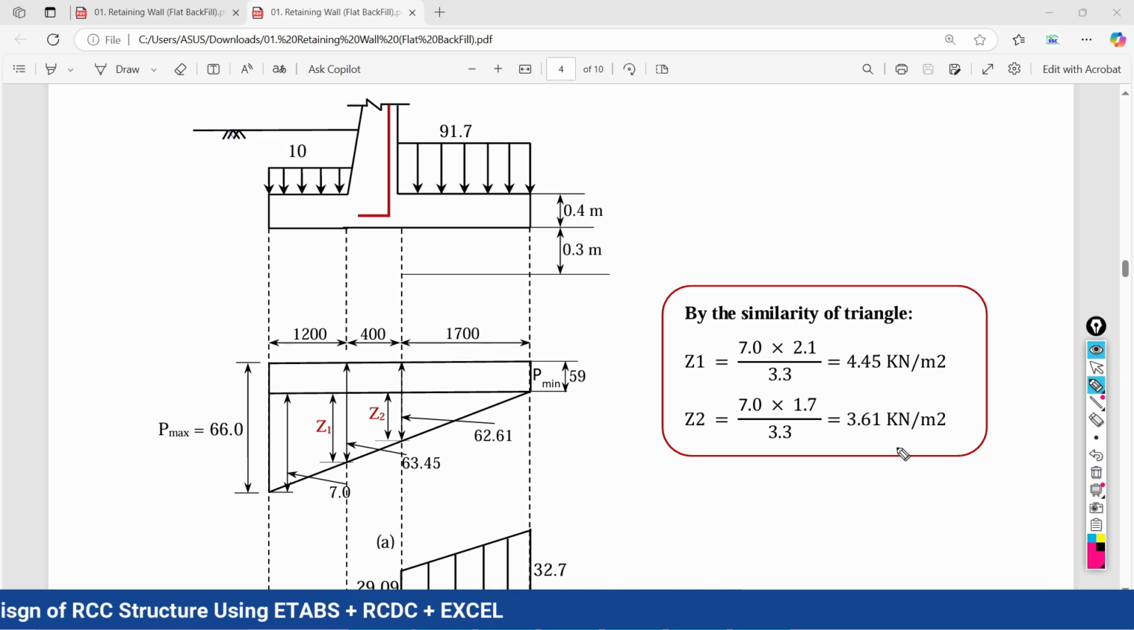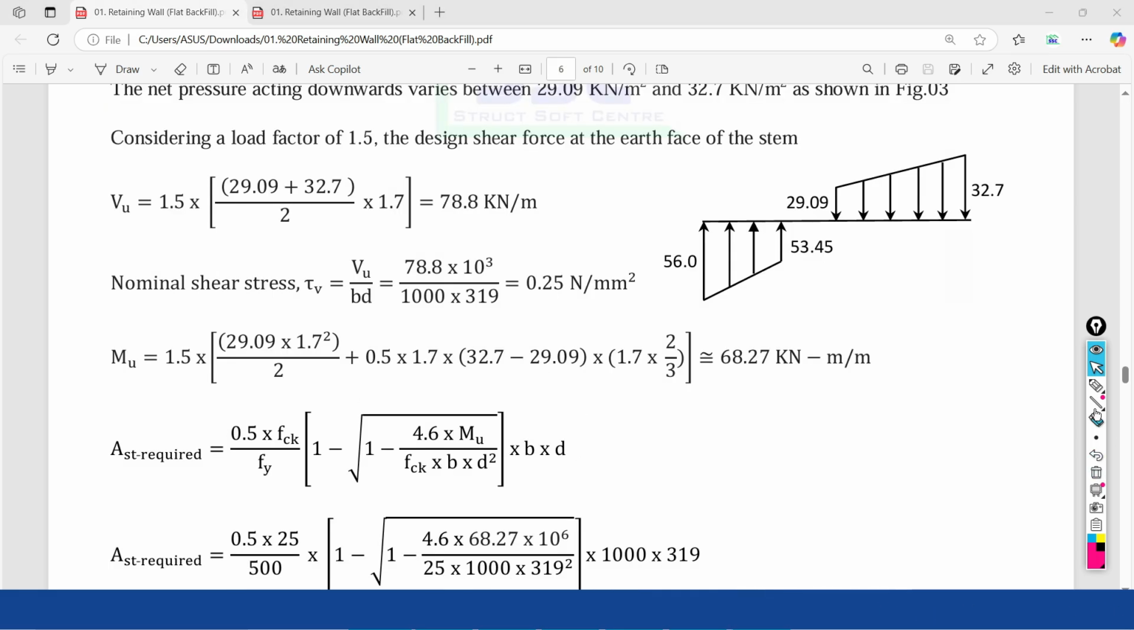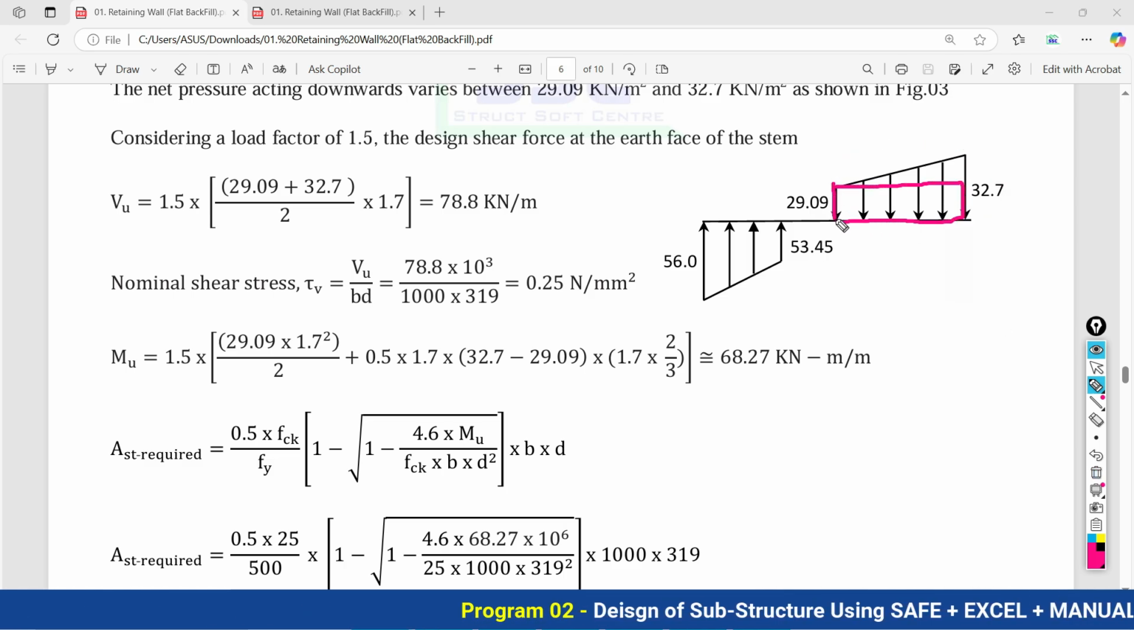For calculating the moment we are going to take the help of the stress distribution diagram. This is your stress distribution diagram. As you can see, the total area of the trapezoid we are going to divide into two parts. One is your rectangular part, another one is your triangular part. So the moment calculation will be: area of this rectangular portion multiplied with the centroidal point distance measured from the stem face. This is going to become the moment.